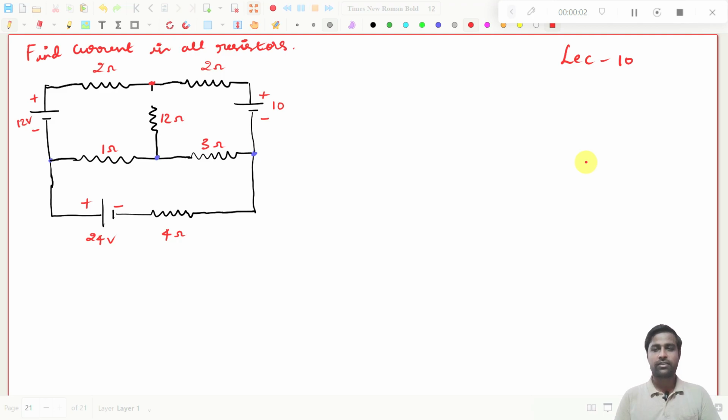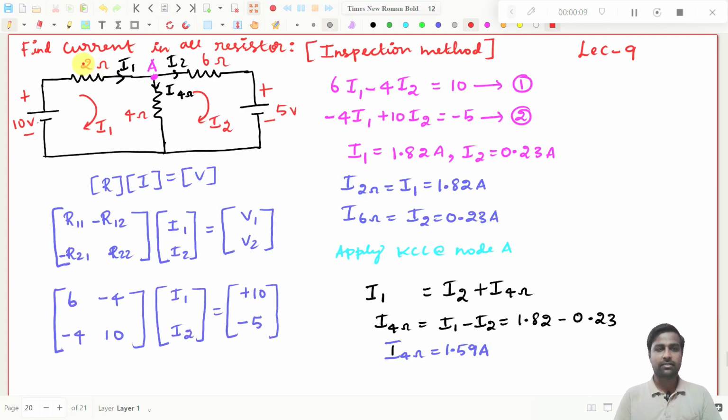Welcome to Sundar's lecture. This is lecture number 10, and what are all the topics we have seen in the last class? We have taken a problem and introduced the inspection method, which means we have gone for the matrix method to solve the electrical network. We have already solved these problems by KVL expressions, but I have told you we can solve this problem in a different way.